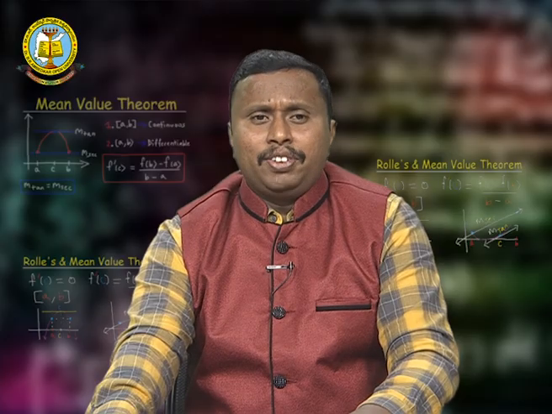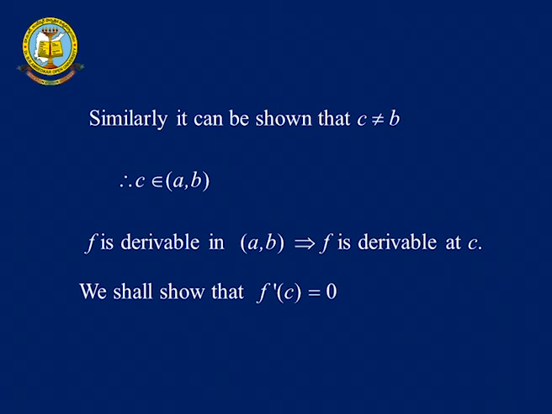And in the same way we can prove that c is not equal to b. So here c is not equal to a and here c is not equal to b. From these two cases we can say that c belongs to the open interval (a, b). That means c is in between a and b. So therefore f is derivable in (a, b), that means f is derivable at c.